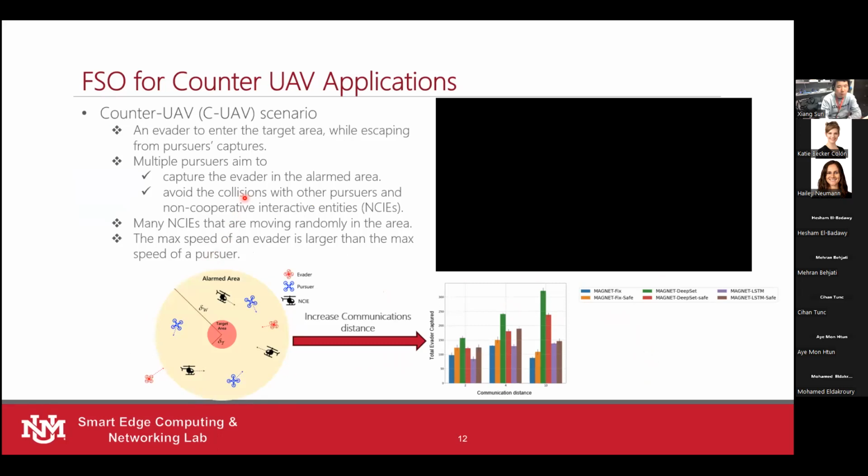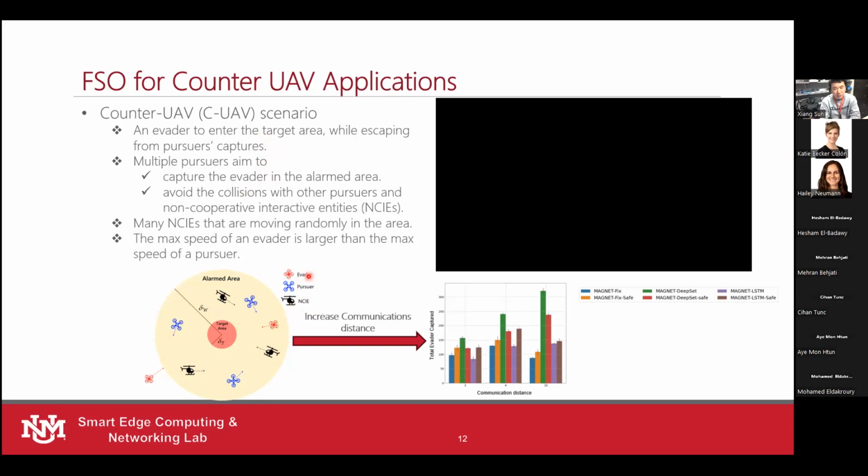So our group has been working on a counter UAV project to control a group of UAVs to protect any places of interest against other malicious UAVs. These places of interest could be, for example, an airport or a military base. So basically, there are two types of UAVs: one is the pursuer and the other is the evader.